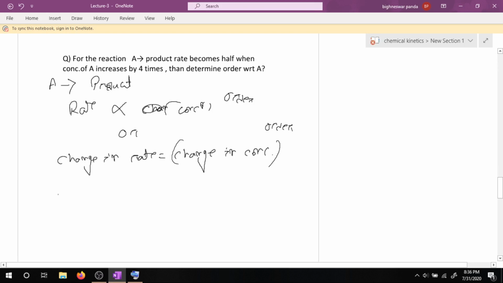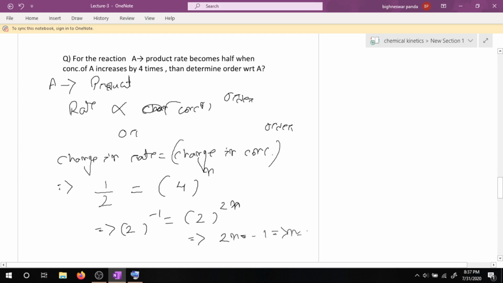So here I can put change in rate. What amount of rate changes for the reaction A gives rise to product? Rate becomes half. So I can say that change in rate is 1 by 2. If concentration of A increases by 4 times, change in concentration is 4, then determine order with respect to A. So I can put here n. By solving this I can get 2 power minus 1 is equal to 2 to the power 2n. So comparing, 2n equal to minus 1 or n is equal to minus 1 by 2. This is the order with respect to A.